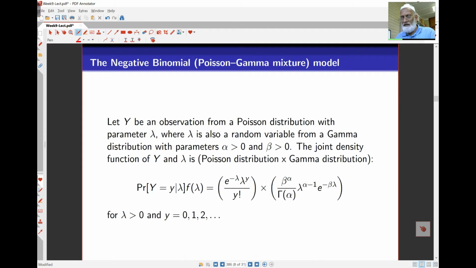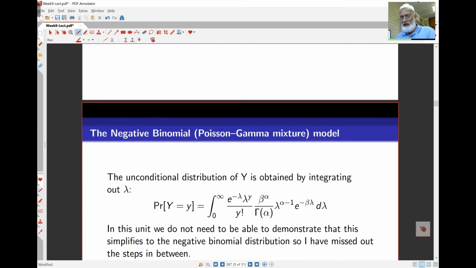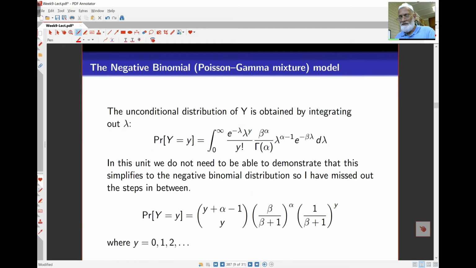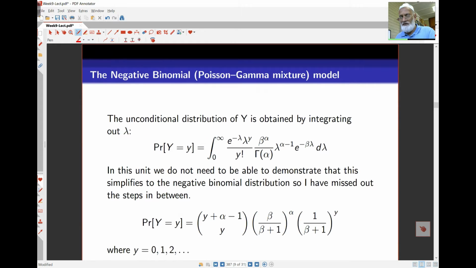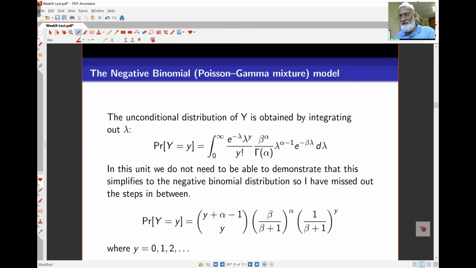So y in that case has a distribution that looks like this. First of all, we have the Poisson part, and then conditional on that the gamma part, so that the joint distribution of y and lambda looks like this. Now the negative binomial distribution is the unconditioned distribution. We obtain the probability of y equals y by taking the joint distribution for lambda and y, and integrating out the lambda.